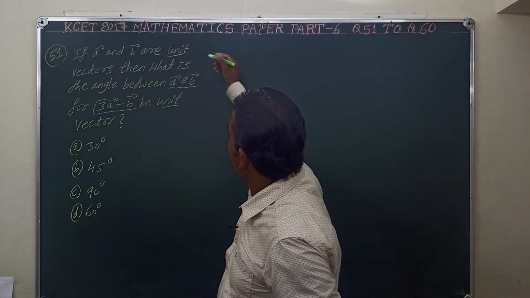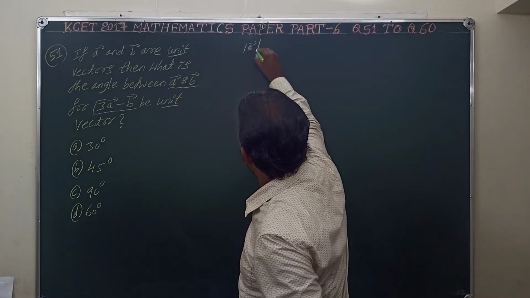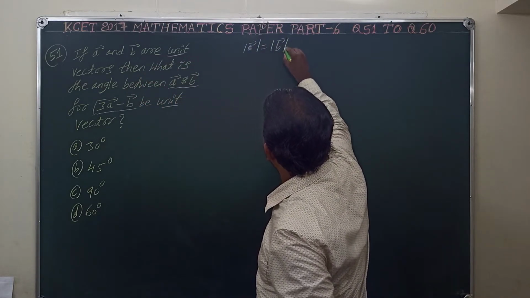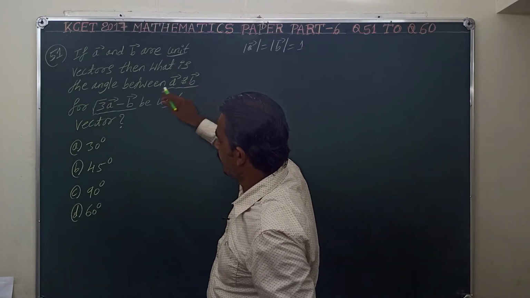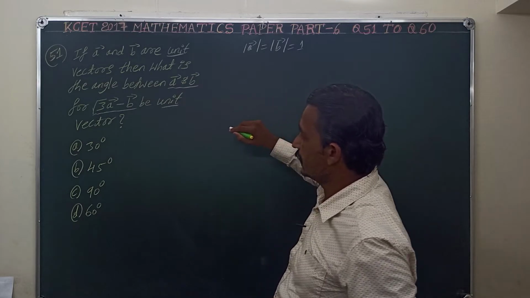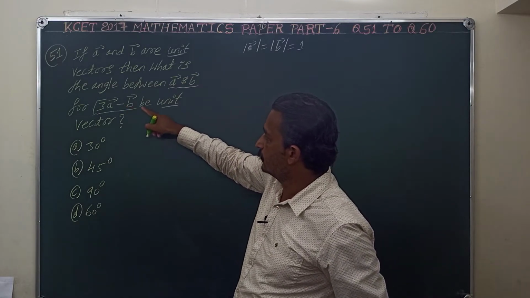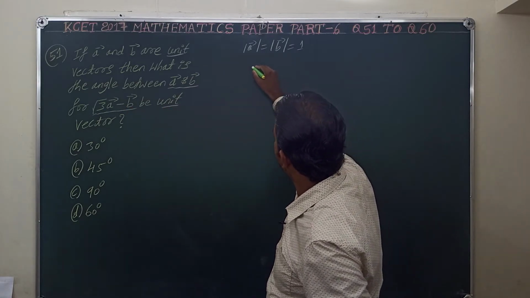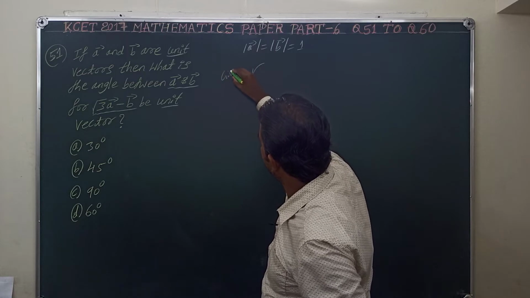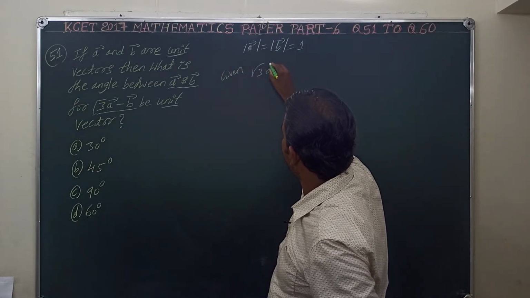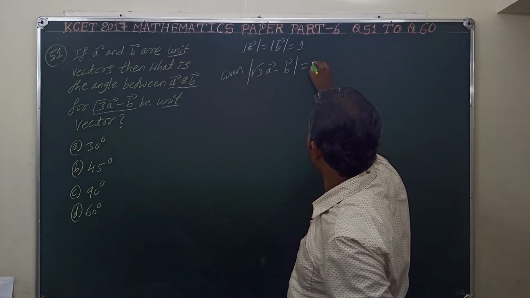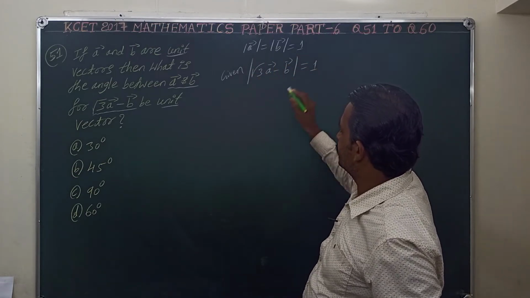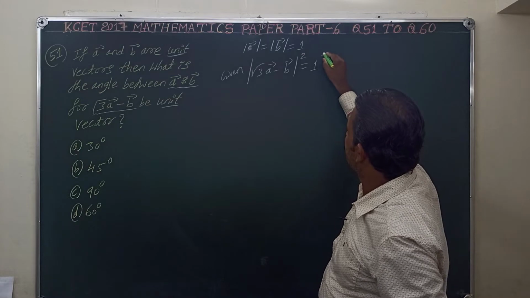If A and B are unit vectors, meaning magnitude of A equals magnitude of B equals 1, then what is the angle between A and B? Given condition: root 3 times vector A minus B is a unit vector, meaning the magnitude of root 3 A minus B is equal to 1. So now squaring on both sides.